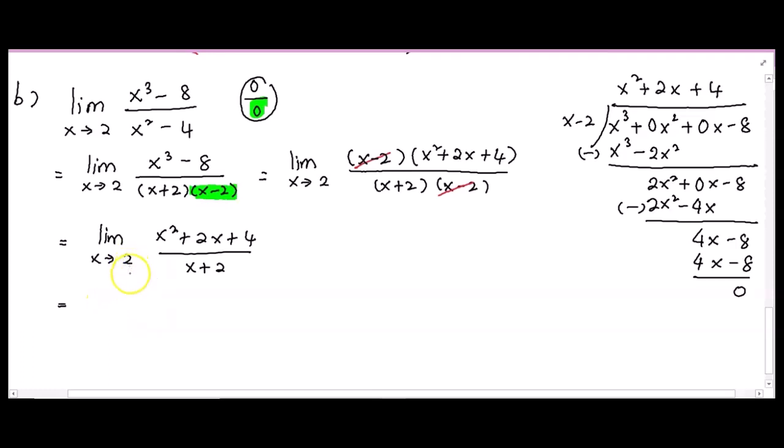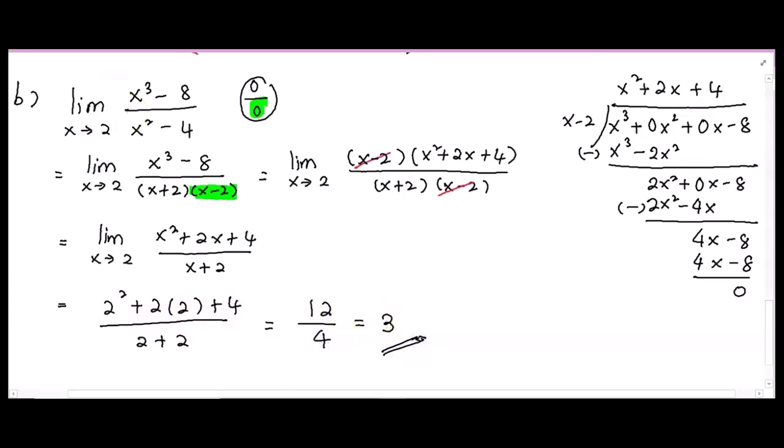Alright, so now I want to start my substitution. Just substitute the 2 into the x. You get 2 squared plus 2 multiplied by 2 plus 4, divided by 2 plus 2. You can see that when I start the substitution, there is no limit notation in front of it. So I'll get 4, 4, 4, 12, and this is divided by 4. The final answer is 3.